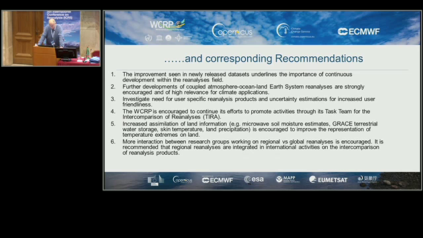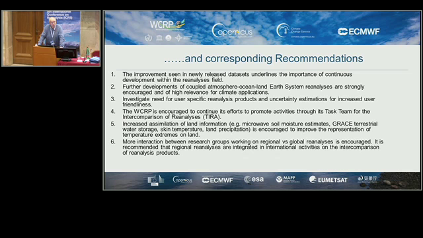The second point, further developments of coupled reanalyses are strongly encouraged and viewed as of high relevance for the application to climate. So as with other section teams, we've come up with that conclusion.